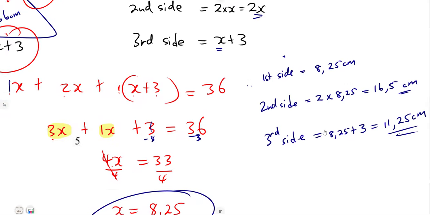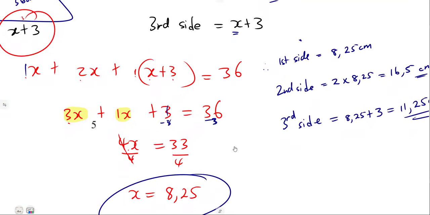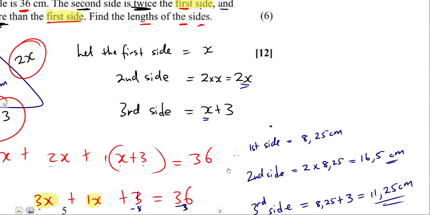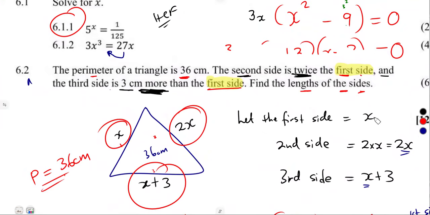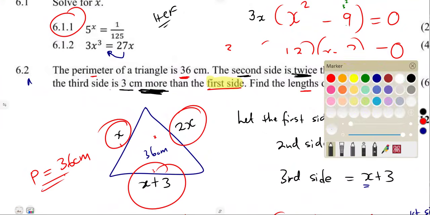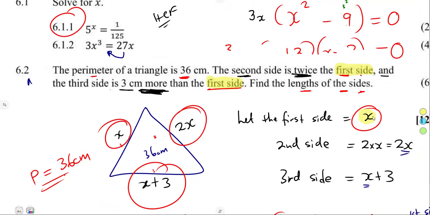And from the information that we're given about these sides, the second one is related to the first one. The third one is also related to the first one. So let the first side be x. Then the rest can be obtained from that x. The second side, twice, 2 times that. The third side, 3 more than the first side. Add 3 to the first side. All right, so that is the condition.